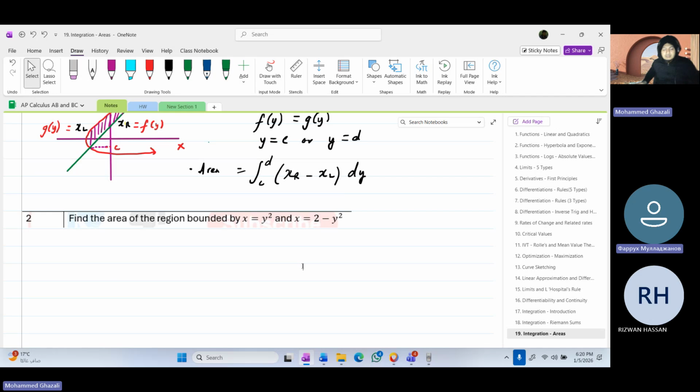Are we good? One question, sorry. First the question we're using for the x side and the second one for the y side? Yes, for the intercepts.